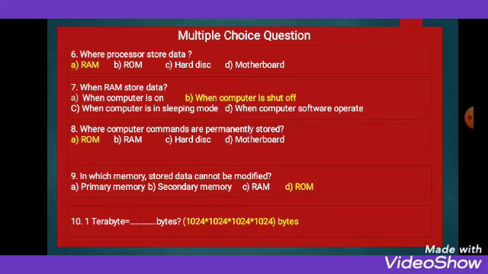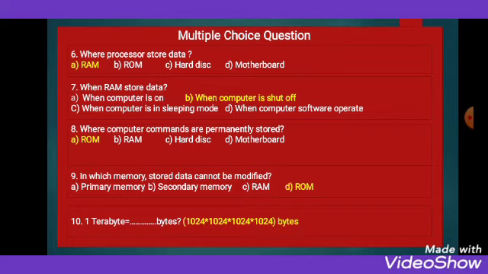Where are computer commands permanently stored? ROM. Number 9 question, in which memory can stored data not be modified? That means you cannot change the data. We learned it is in ROM. So D is the correct answer.